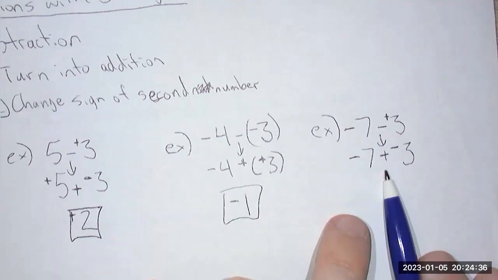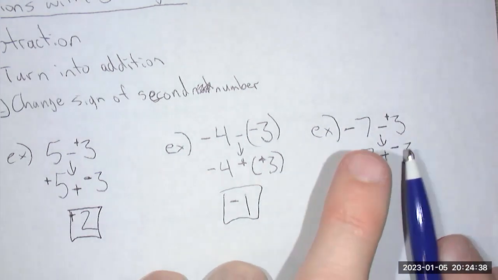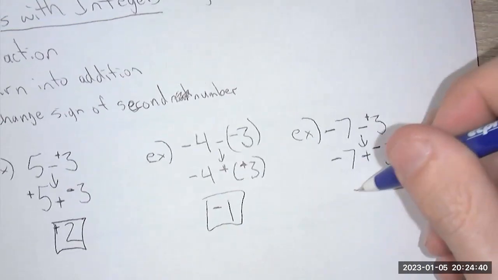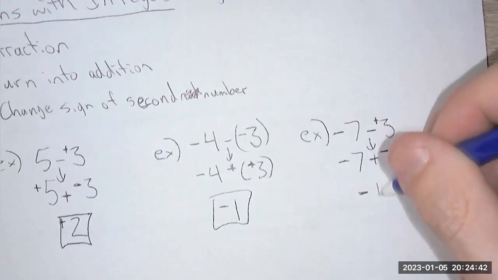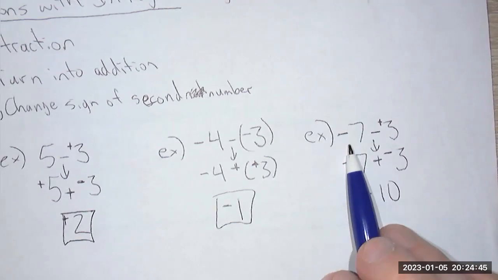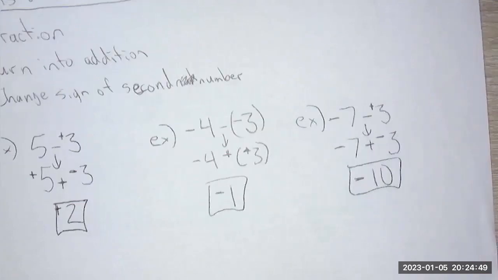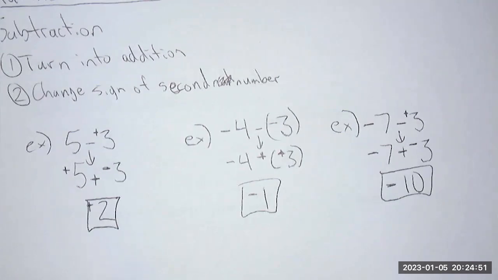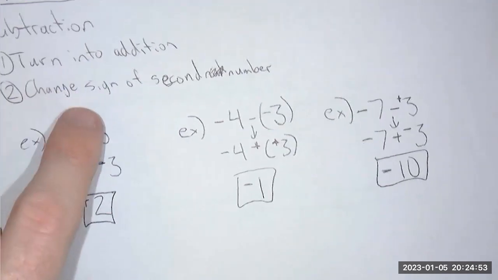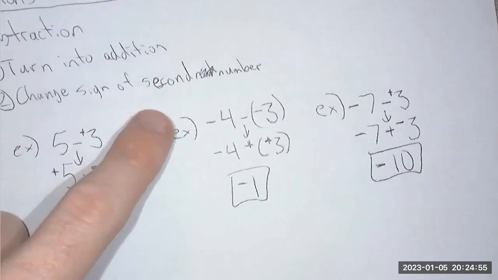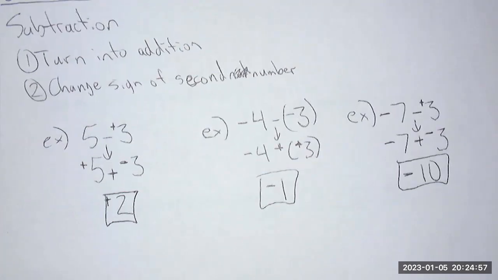Well, when I have the addition, I have the rule that when I have the same sign, I keep that sign. I add the two values together. If I owe $7 and I owe $3, now I owe $10. With subtraction, I turn it to addition, change the sign to the opposite of only the second number. The first number stays the same, opposite of the second.